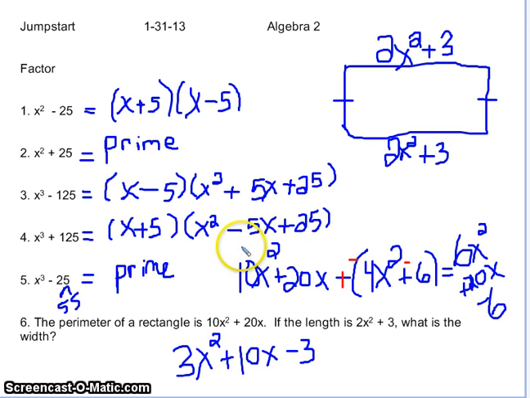If you were to add 3x squared plus 10x minus 3 to another 3x squared plus 10x minus 3, that's how you would get your 6x squared plus 20x minus 6. And then if you were to add the 4x squared plus 6, which is both of these added together, then the positive 6 and the negative 6 will cancel out, and you'll get your 10x squared plus 20x. Hopefully you see that.